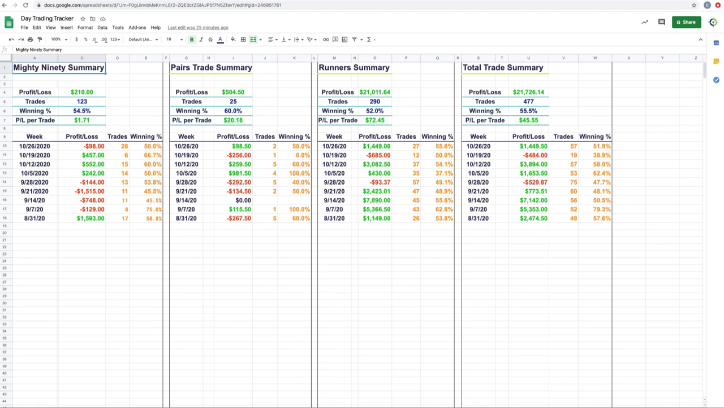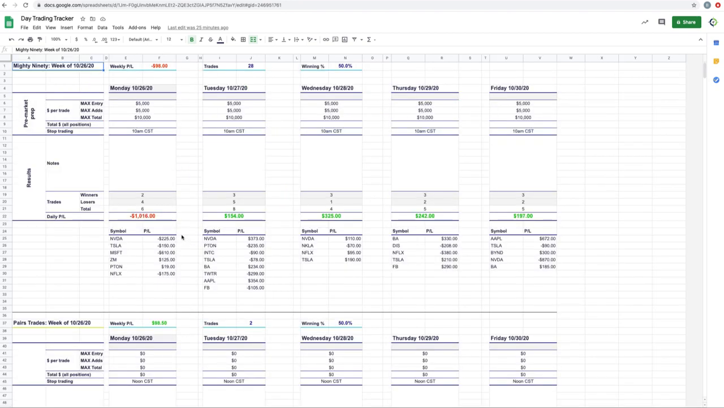So to recap for the week of the 26th, on Mighty 90 I dug myself a hole, down $1,000 on that strategy right out of the gate. I attribute that directly to me and my trading, not necessarily the strategy. I was looking back over my stats, and what I've noticed is that I don't trade the Mighty 90 very well on Mondays. I'm going to make sure I'm aware of that going into Mondays from now on.